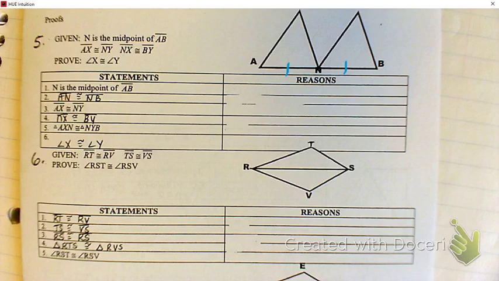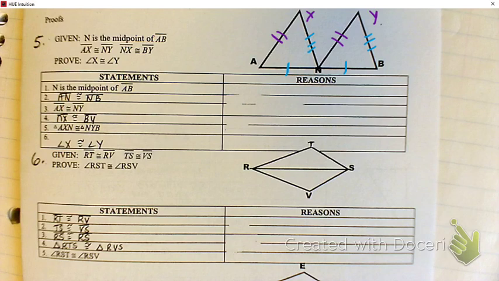It also tells me that X is on the top of A and N, is that correct? Is there an X up here and a Y here? Yeah. Okay. So it says AX is congruent to NY. And it also tells me that NX is congruent to BY.